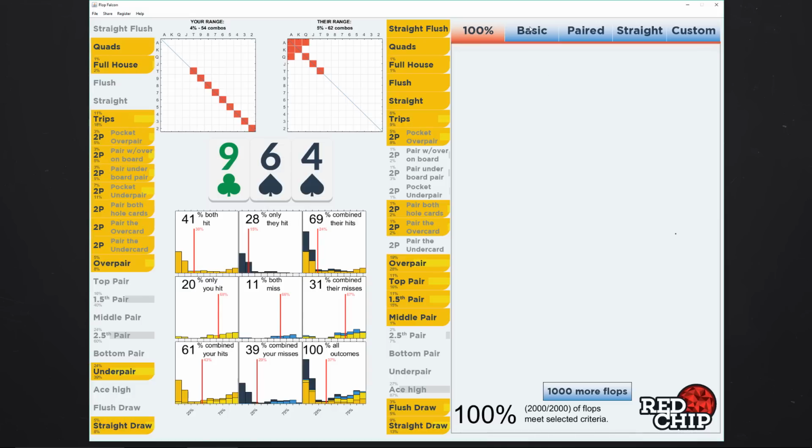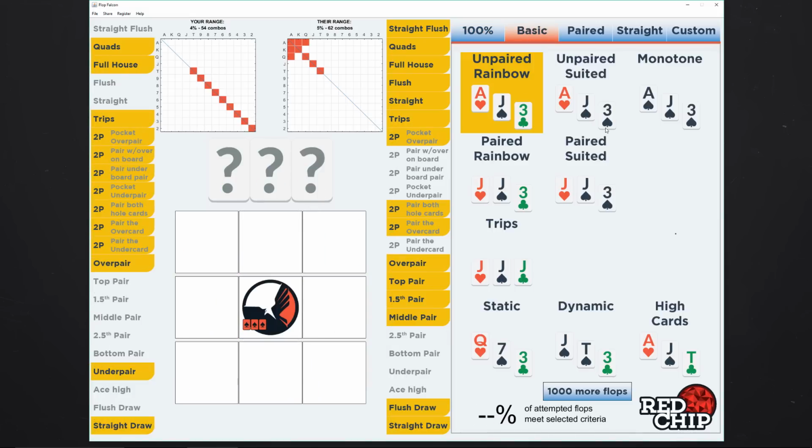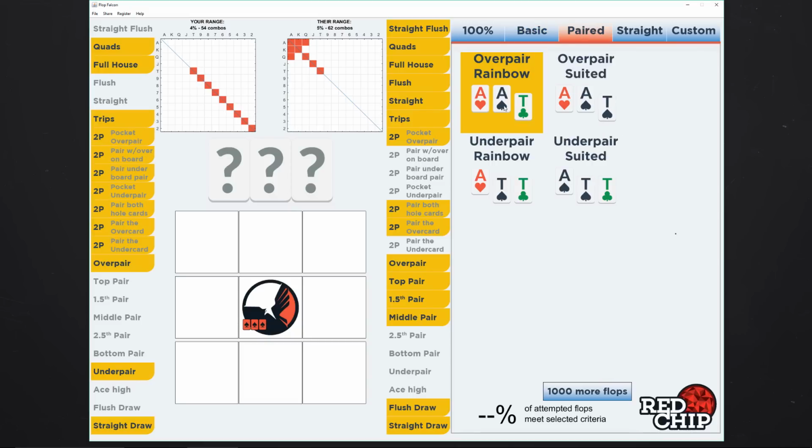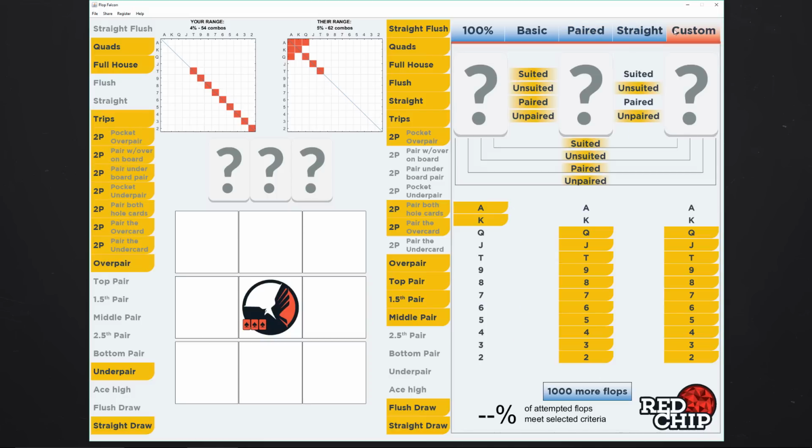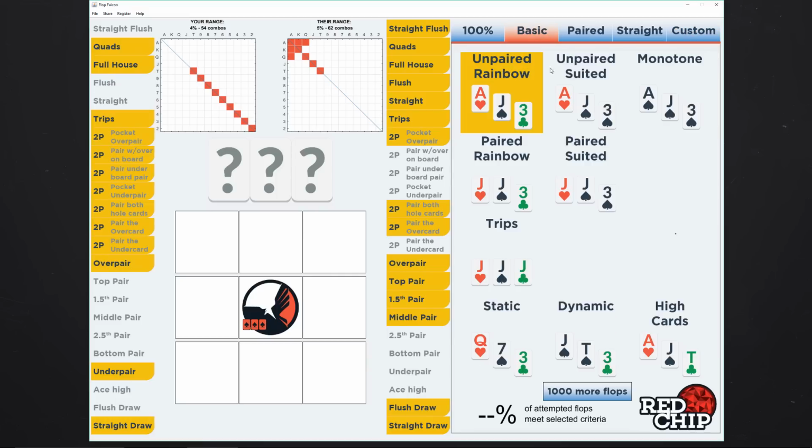the flop selectors. So we can go over here and select different kinds of flops. These are just the bare bones basic ones. Notice we have paired and suited, we have trips, we have dynamic flops, we have monotone flops. We can also look specifically at paired ones made a bunch of different ways. We can look at straighty kind of boards, and we can also do fully custom selections. So let's do a basic one first so I can explain something to you.